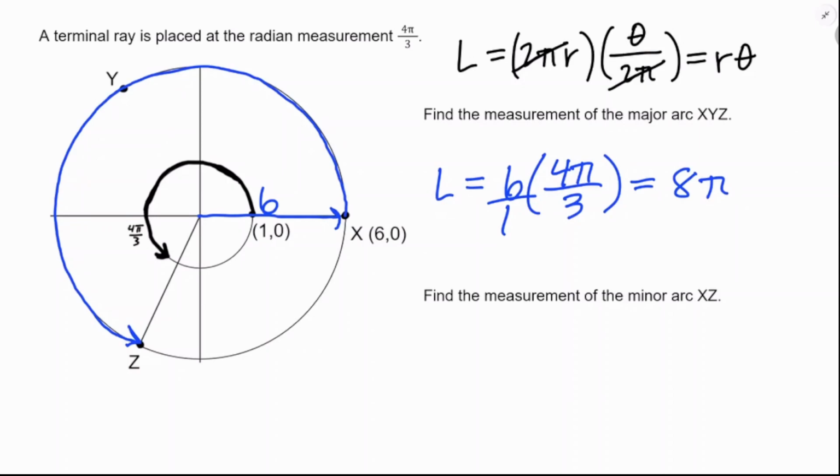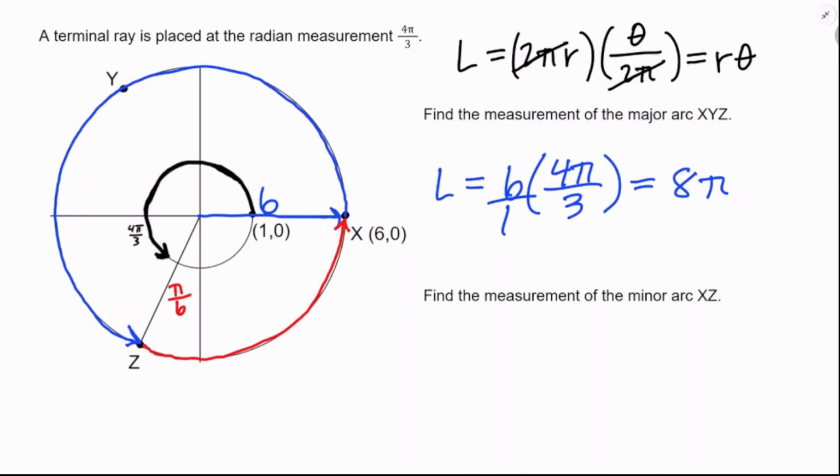Okay, find the measurement of the minor arc XZ. Well, we could just take the whole circumference and subtract 8 pi, but I think that probably wouldn't be as fun. We could look at the amount of theta that we had still to go. You could also think of that as a negative 2 pi over 3 and multiply that out and then just make it a positive number. That's going to be the exact same thing, because it's going to be 2 pi over 3 here. So here I have a pi over 6 worth of angle, right? Because 4 pi over 3 plus pi over 6 will give you 3 pi over 2, because it's 9 pi over 6.